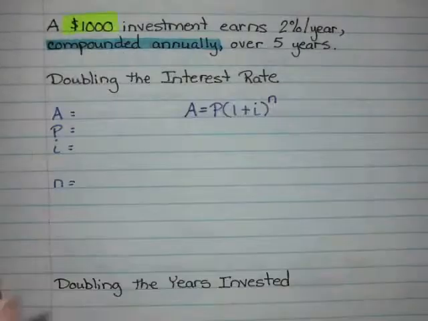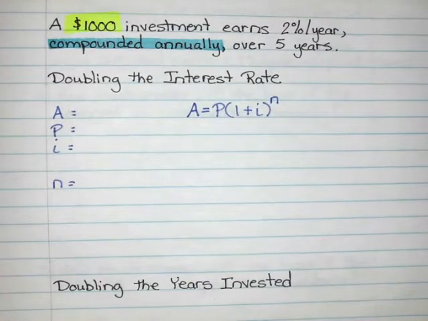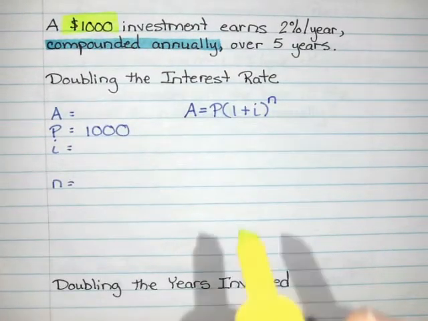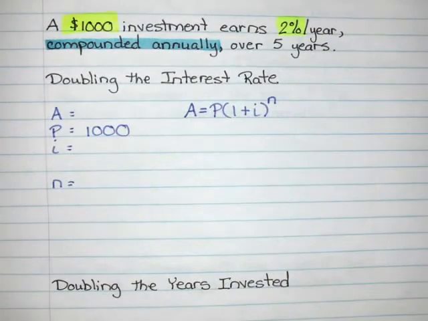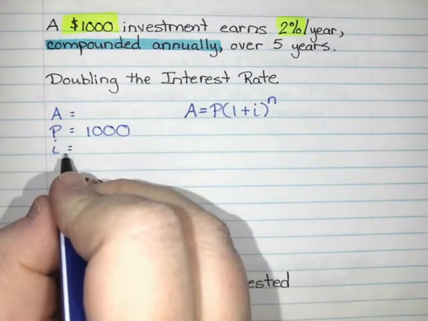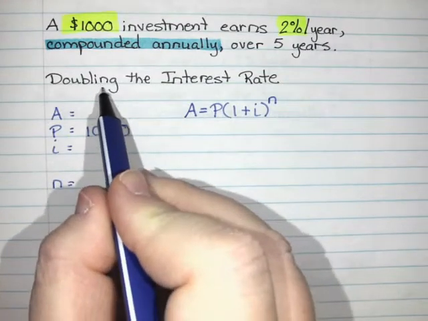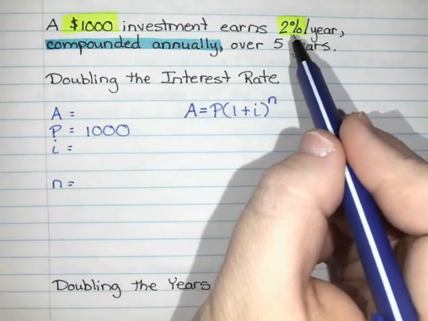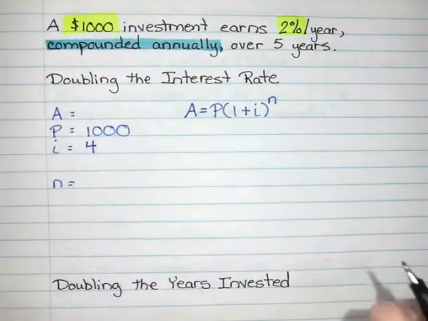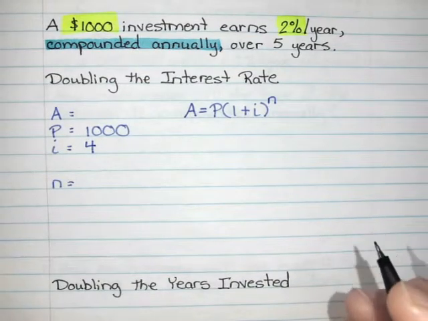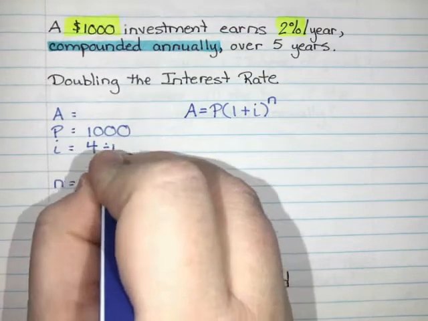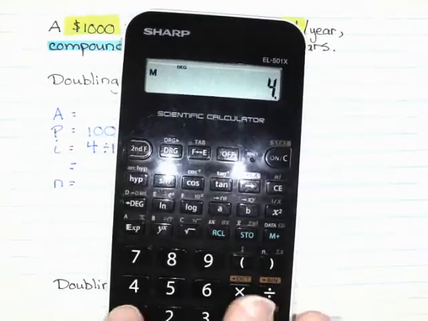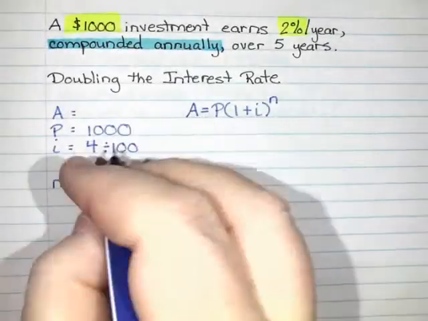So it says a $1,000 investment. That is our starting amount, also called the principal. So that's P. So it earns 2% per year. So 2% is my interest rate, but remember, we are looking at what happens if I double the interest rate. So I'm going to take 2%, multiply it by 2 to get 4%, and I cannot put a percent into my calculation. I need to divide it by 100, since percent means per 100. So 4 divided by 100 gives me 0.04.